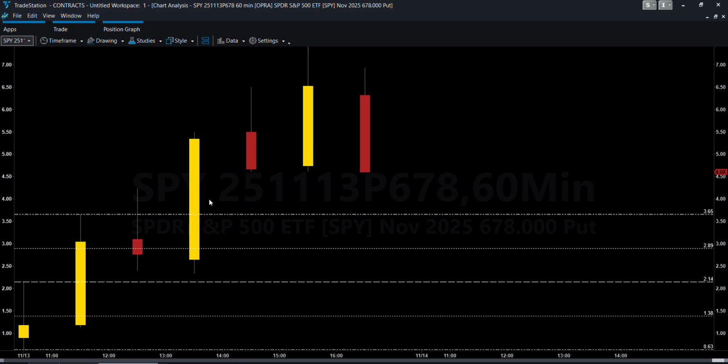Okay, so our goal is to get at least 2 levels for every $1 we risk. We want to get $2 back for every $1 we risk, and we know that that should keep us in the game and eventually make us profitable.